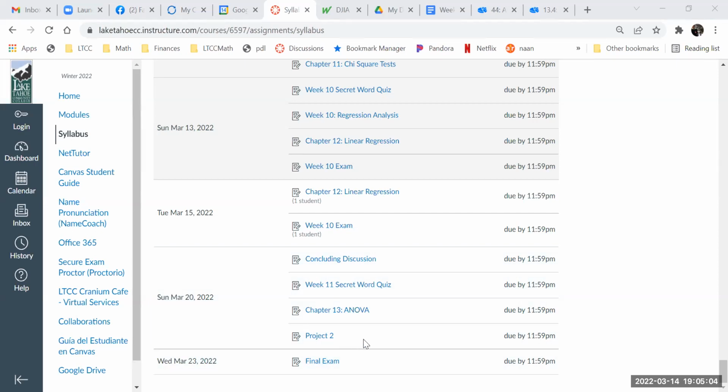The project is a biggie, though, but that's different from an exam because you can get help with it and you're working together. So that's project 2. One person, I don't know who you are because your screen just has a bunch of capital letters that don't tell me who you are, but I know the others have submitted. So I got your project draft.